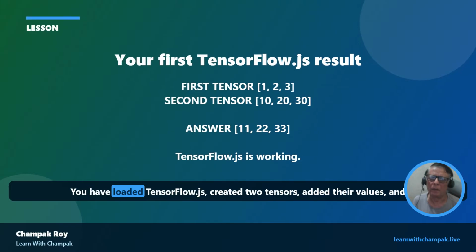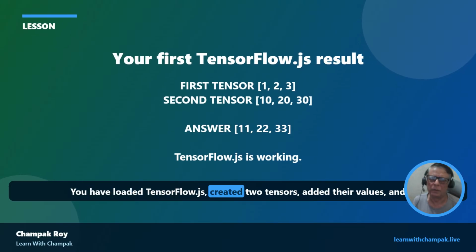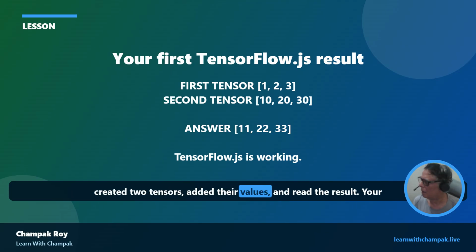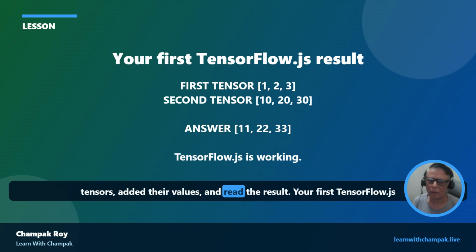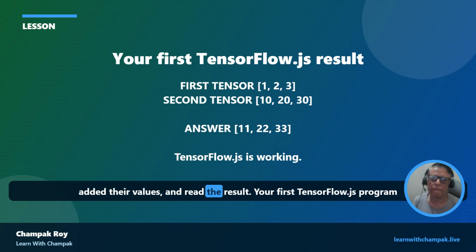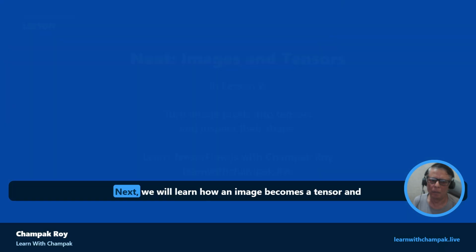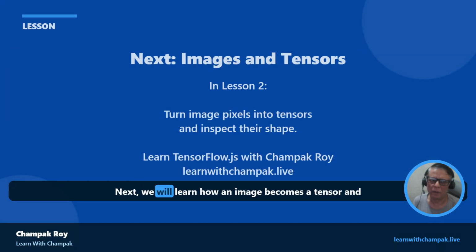You have loaded TensorFlow.js, created two tensors, added their values, and read the result. Our first TensorFlow.js program is working. Next, we will learn how an image becomes a tensor and inspect its shape.